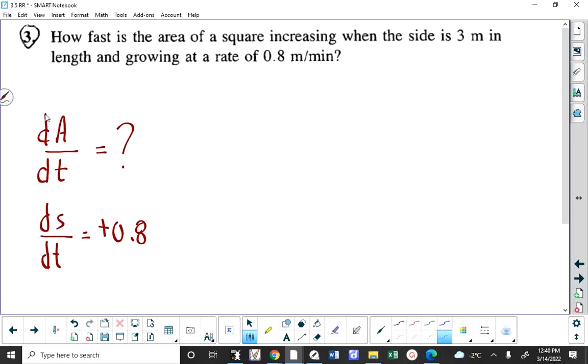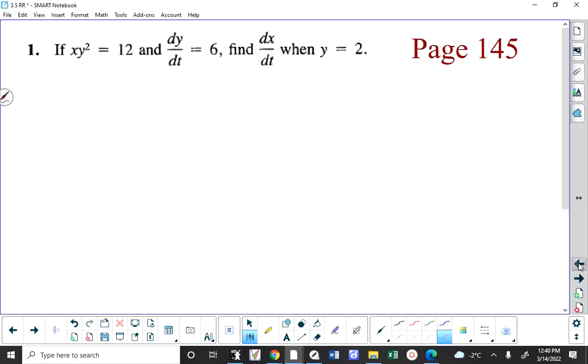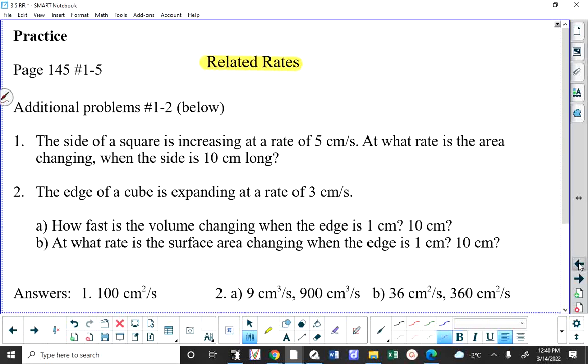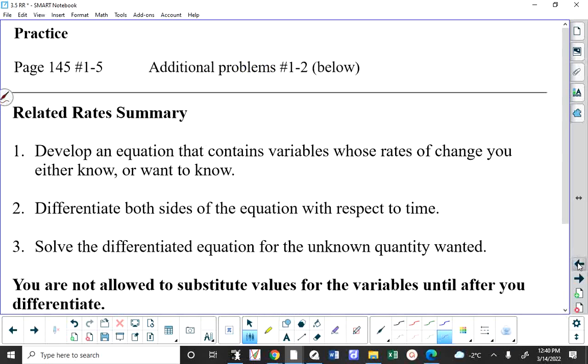So in any related rates problem, you're given a rate of change that you want to find, and you're given at least one other rate of change. Now, if you take a look at the first thing I'm saying that you need to do, you need to come up with an equation, and this is tricky to understand this language in this sentence, but it's important. You need to come up with an equation that relates the variables whose rates of change you either know or want to know.